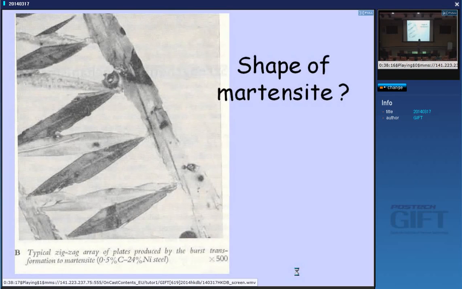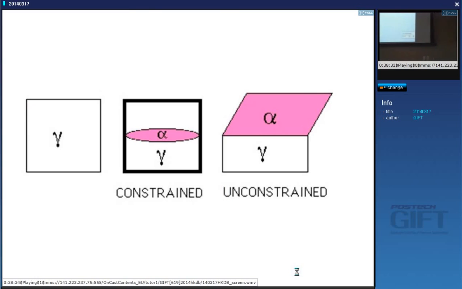So today what I'm doing is I'm summarizing all the characteristics of martensite that we need to explain theoretically. Okay? So there will be some confusion which we will solve later on. So this is what martensite looks like.